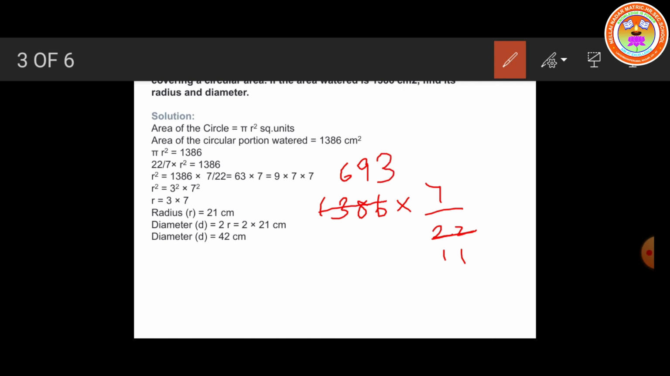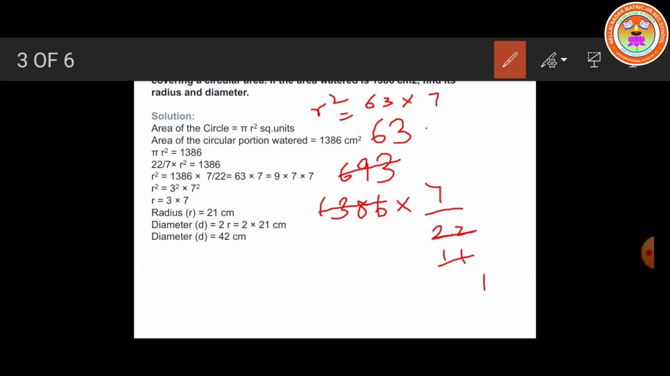Okay. Next one, 11th table. 11 ones are 11, 11 6s are 66. Can you understand? Then balance 3, add to 3, 11 3s are 33. Next is 63 into 7. r square is equal to 63 into 7.